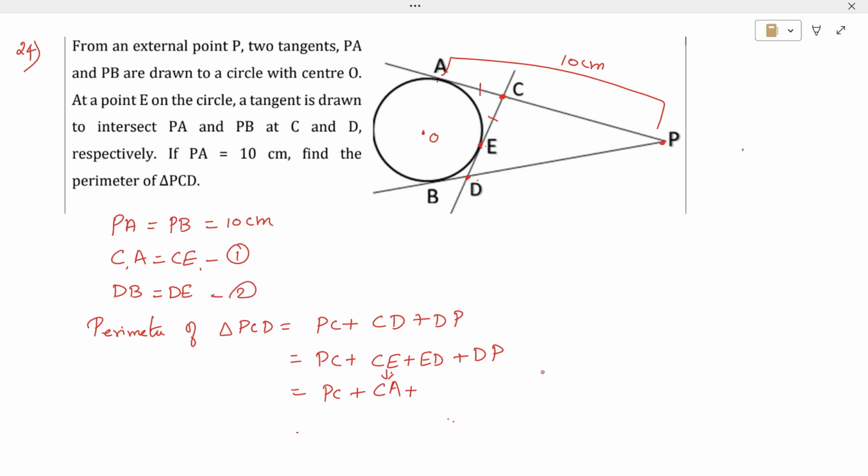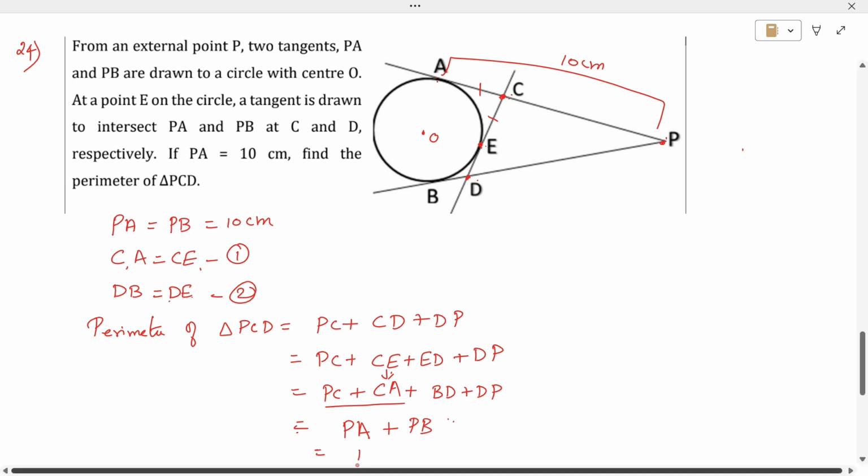Similarly, from equation 2 I know ED is represented as BD or DB, right? Plus DP. So now you combine these two together. What is the length of PC plus CA? It is going to be the overall length of PA, right? Plus similarly BD plus DP will be PB. So we already know the length of PA and PB which is given in the question, that is 10 plus 10, which is 20 centimeter. Okay, so this is going to be the perimeter of triangle PCD.